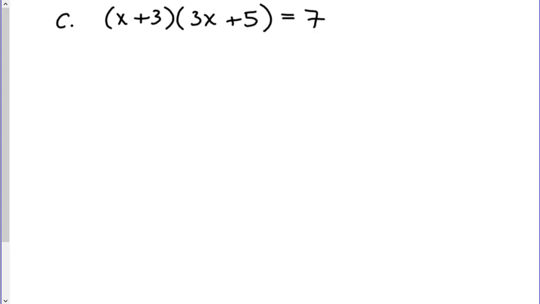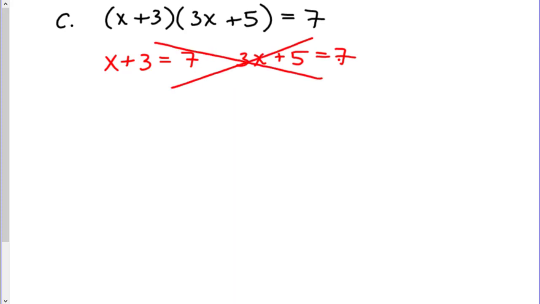So the quantity x plus 3 times the quantity 3x plus 5 equals 7. Now, it is extremely tempting to do something like this, and I'm going to write this in red because it's all wrong: to try and set each one of these factors equal to 7 and solve. It doesn't work. The problem is you don't know that these are both equal to 7, because we don't have a 7 factor property. We only have a 0 factor property, which means that doesn't work.